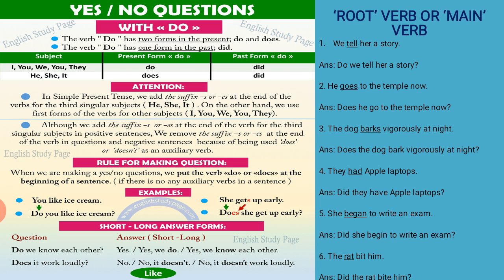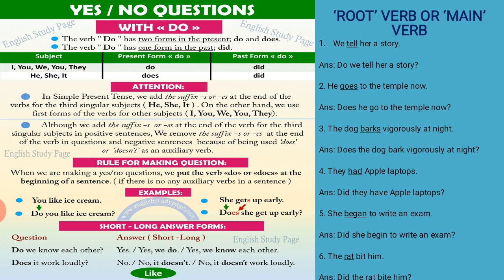I have given you the forms with do. First one, the root verb or main verb. For example, I have underlined those words. We tell her a story. Do we tell her a story? So tell splits into do plus tell. It is a present form, and we is a plural form. I have given you the subjects I, you, we, they for do, and he, she, it we write with does. The past form of the verb do changes into did.